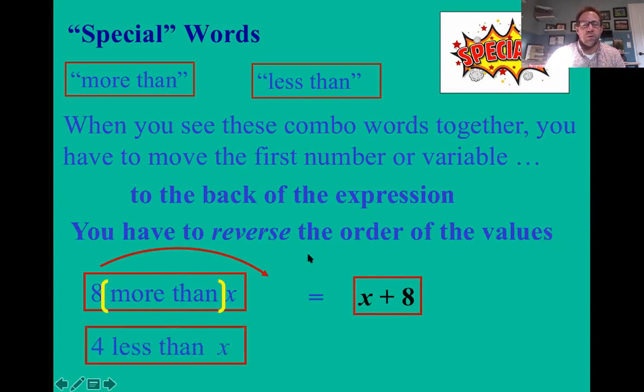Okay, so let's try another one. Here's the words less than. When you see the combination of less than, I put them in brackets, then you're going to take that first value, it happens to be a 4, and you move it to the back. And less than is a subtraction. So this would be x minus, whoops, it should be minus 4. That's a little typo, not 5. This was a 4 over here, so make sure you make a correction, x minus 4. Sorry about that. Okay, so when you see these specials, you're going to reverse the order.